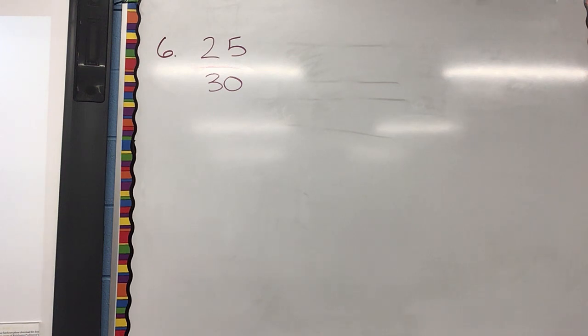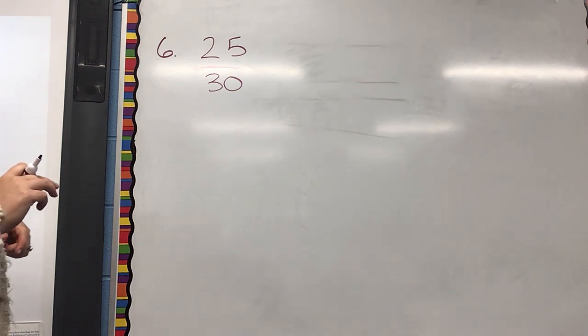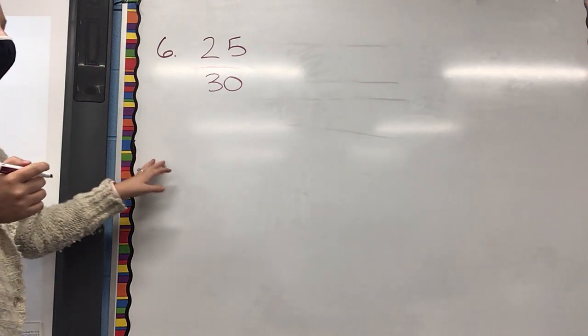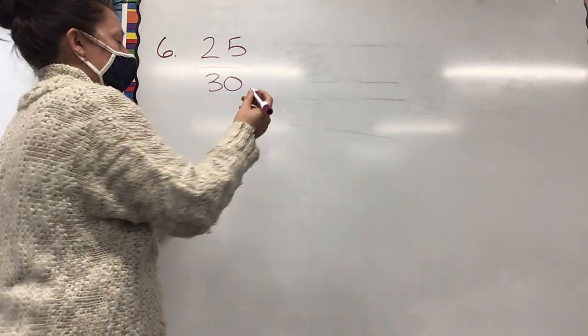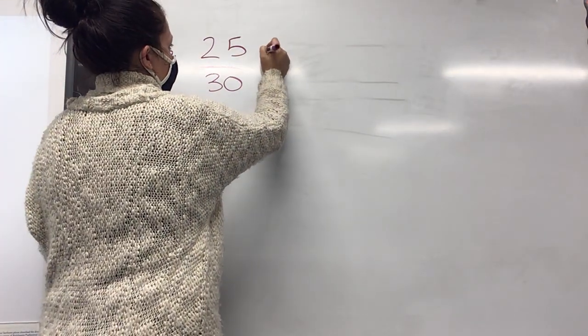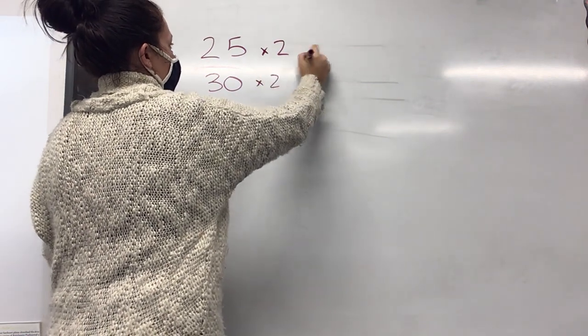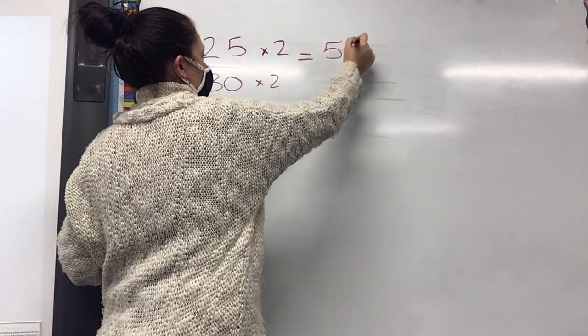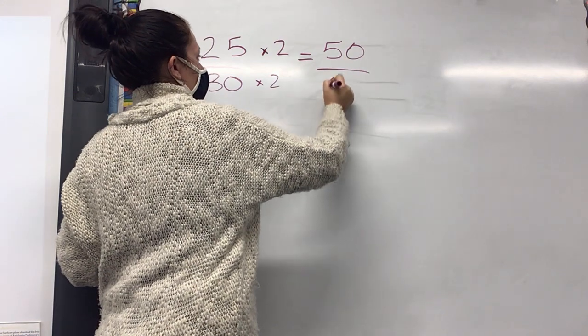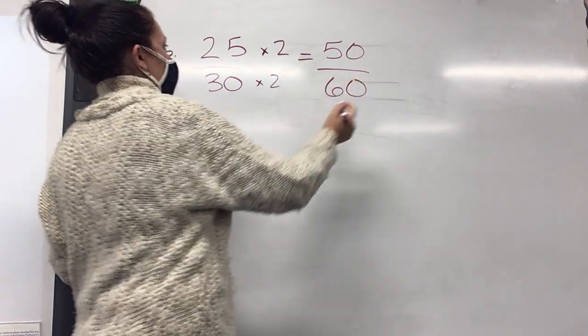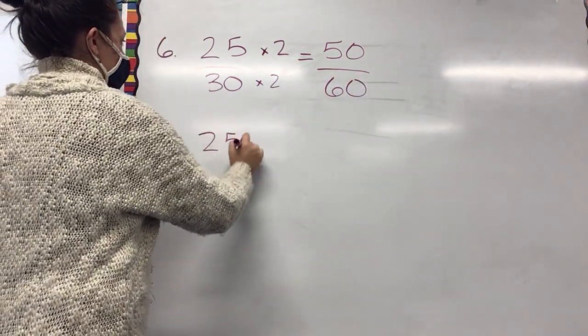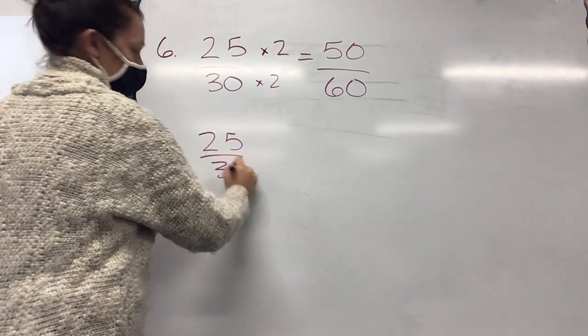Listening in 3, 2, 1. Give me one equivalent fraction by multiplying. Aiden, by multiplying. Multiplying by 2. Good. And when you multiply by 2, what is going to be our equivalent fraction? 50 over? 60. Good. Now give me an equivalent fraction by dividing.